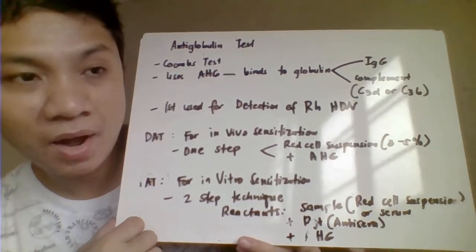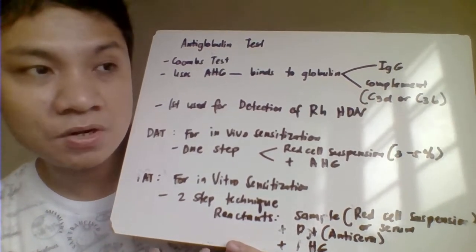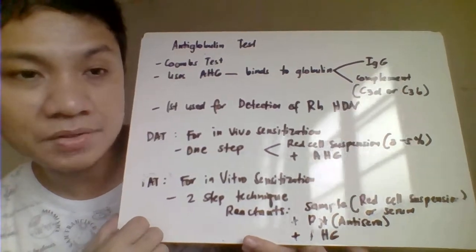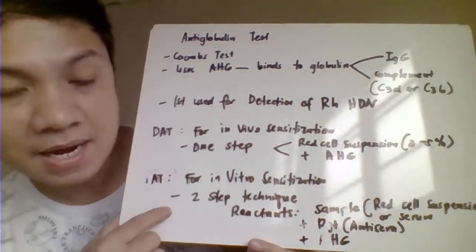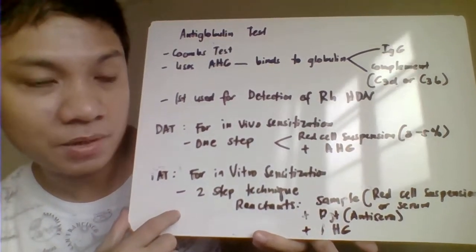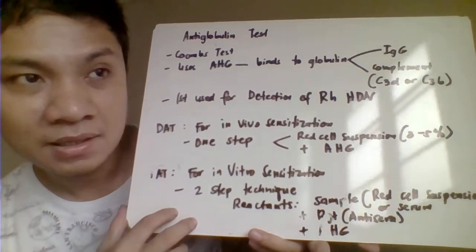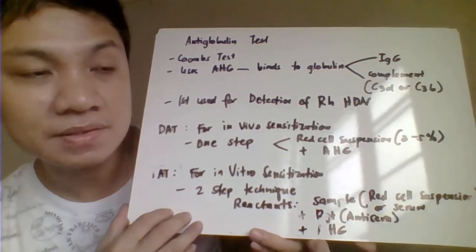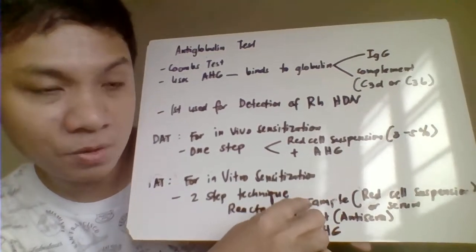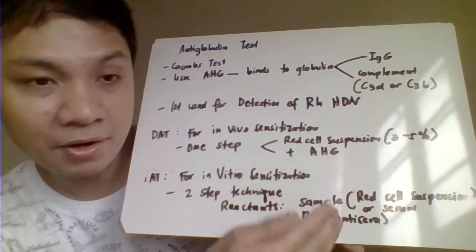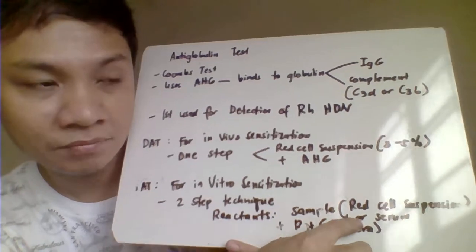To see that sensitization has occurred, visualize it by cross-linking through addition of your anti-human globulin. So, just one step. Unlike the indirect anti-globulin test, which is a two-step stage or technique. Why is it two-stage? Remember that you carry out your sensitization outside the body of the patient, in a test tube. So, first, you get your sample, either blood of the patient in the form of a red cell suspension or the serum of the patient.